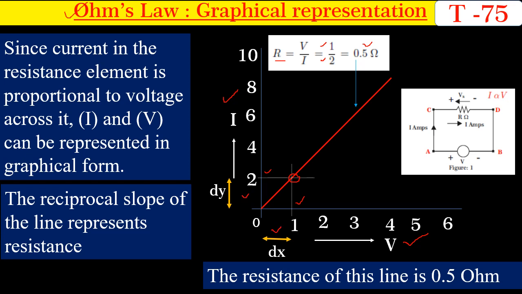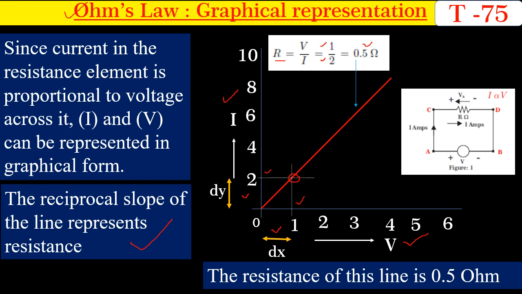dy is 2 and dx is 1, so the slope of this line is 2. But have we taken 2 ohms? No. The resistance we have taken is 0.5 ohm. What does this mean? It means that the reciprocal slope of the line that we have represented represents the resistance that we have taken. That is an important concept that you have to understand.